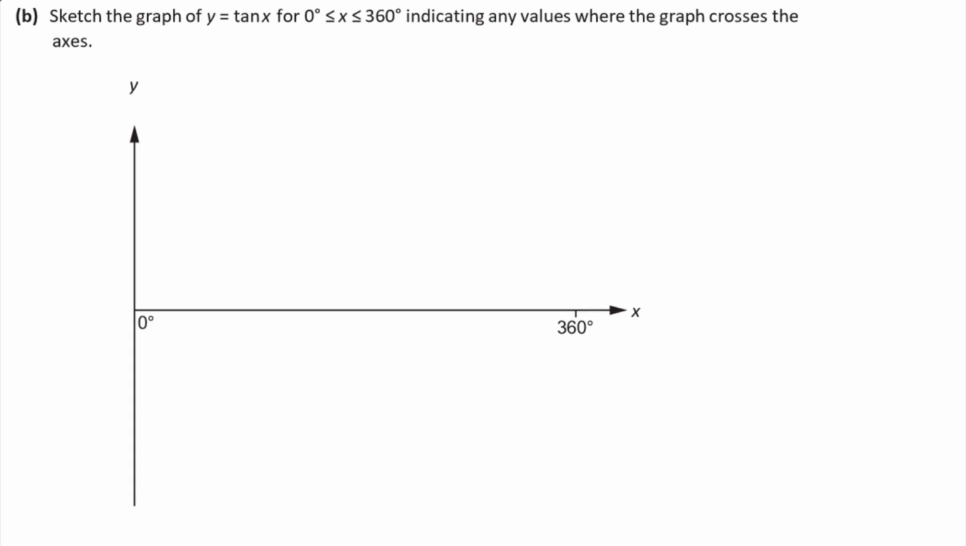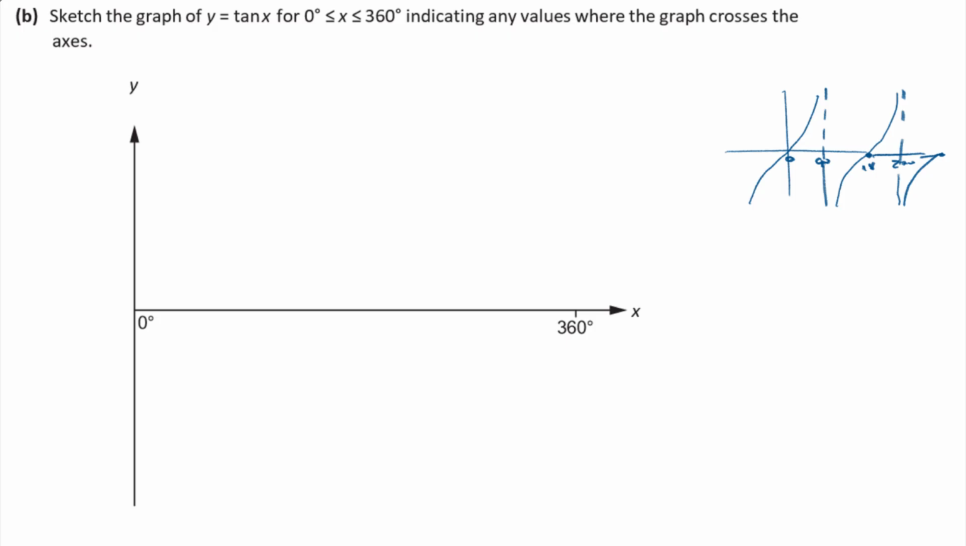B, sketch the graph of y equals tan x from 0 to 360 degrees, indicating any values where the graph crosses the axes. Okay, so the tan curve has a period of 180 degrees. I'm just going to quickly sketch it first on the left. It looks like this. It's going to have an asymptote there, and it's going to go over again like that. So that's 0, 90, that's going to be 180, that's 270. So it's going to have another little bit going up to 360 like that. Okay, so that's what I'm expecting to draw.